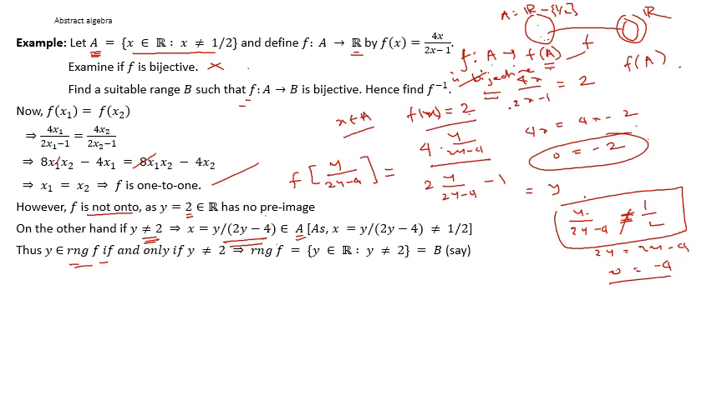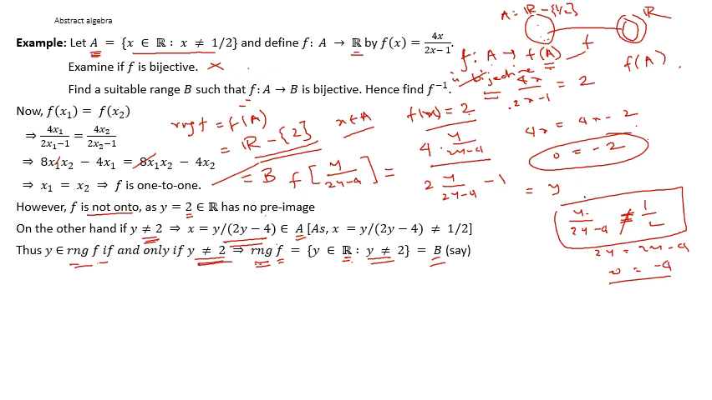So if y is in the range of f, then y cannot be 2. Otherwise, y can be anything in the range of f. So basically the range of f is the entire real line R except y equal to 2, which means the range of f, or f of A, is nothing but R minus 2. We take this as capital B.